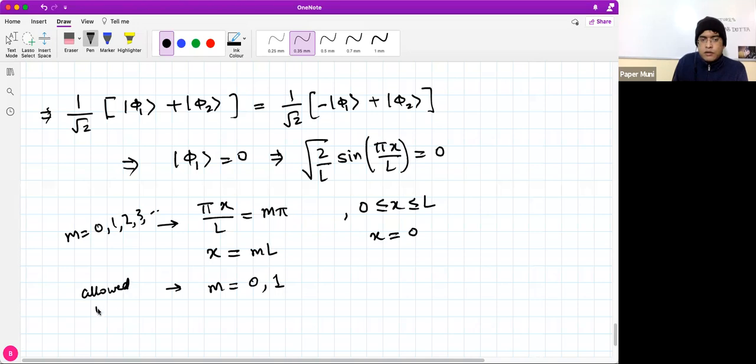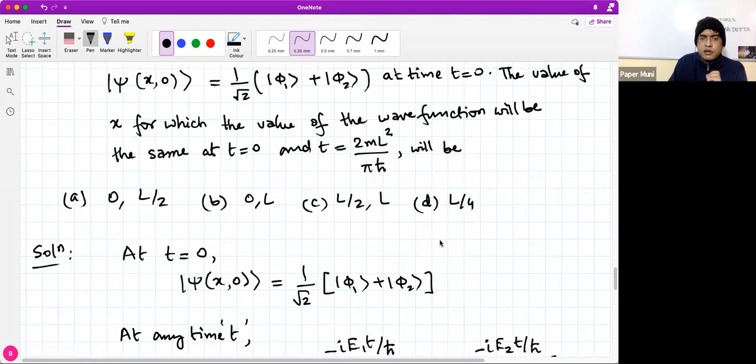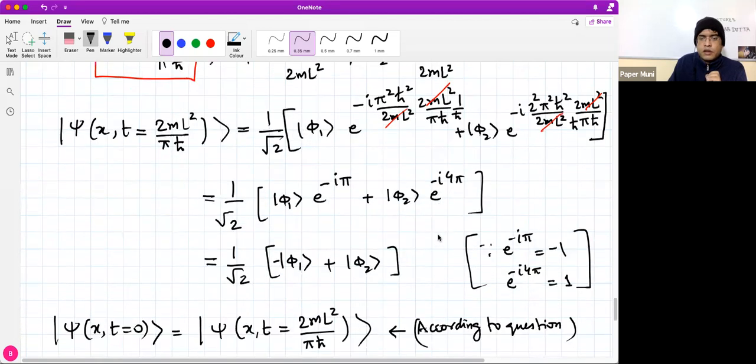Now, this has nothing to do with the earlier solution which we did for the wave function in the Schrodinger equation, the 1D box. This is just an expression which is concerned with this problem only. All right, so allowed values of m. We have 0 and 1, which if I put in the equation gives us that x can be only 0 and L. So if you see the solution, the answer is option B, right? Answer is B.